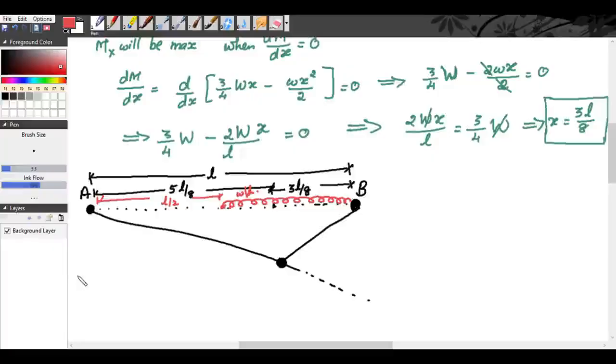Okay, so now we will take this angle as theta and this angle as theta 1, so this is equal to theta plus theta 1. Now this distance we will write in terms of theta: 5L by 8 theta, or 3L by 8 theta 1. This distance is equal to 3L by 8 theta 1.